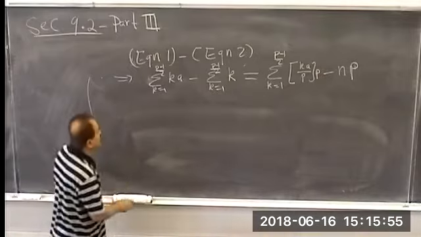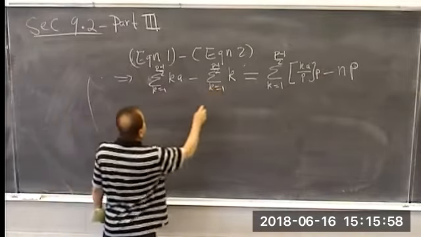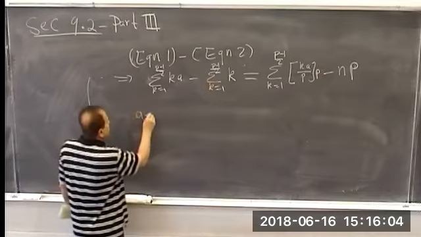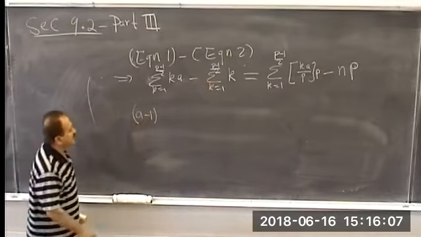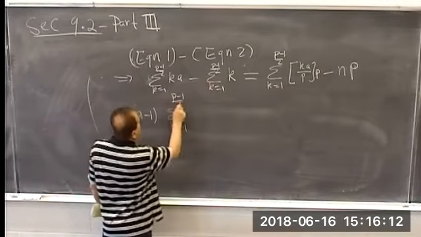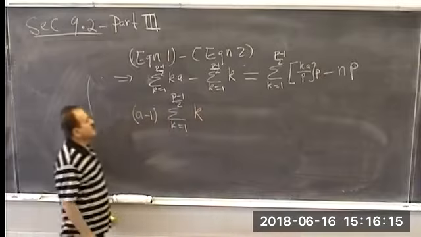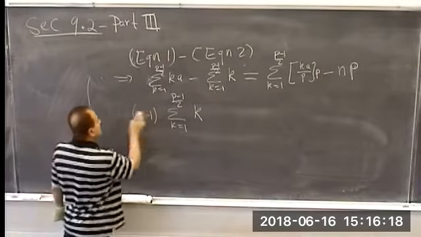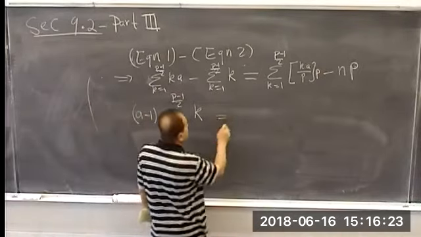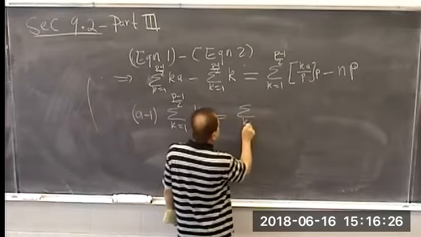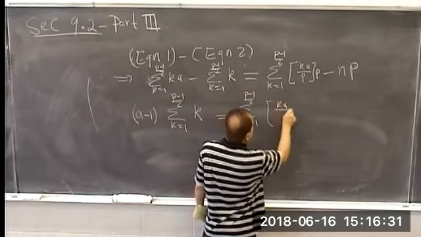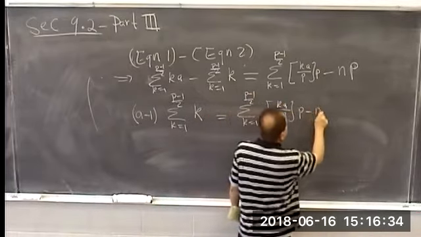Now, the left-hand side, we can simplify this by taking the a minus 1, and then the summation k equal 1 to (p minus 1)/2, just like it. So when you distribute the summation, you get the first one and then the second summation. And this is equal to the summation k equal 1 to (p minus 1)/2 of ka over p, minus n.